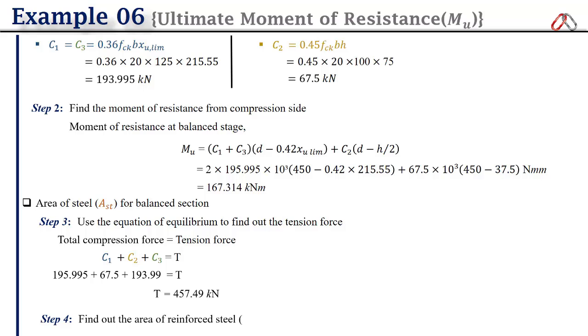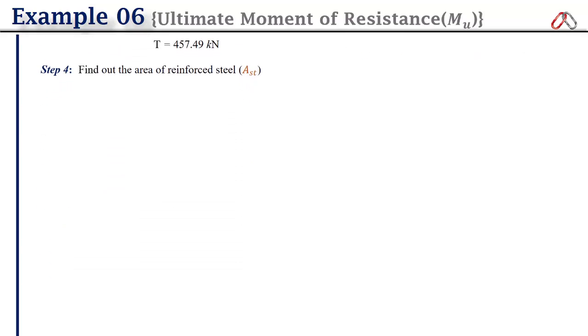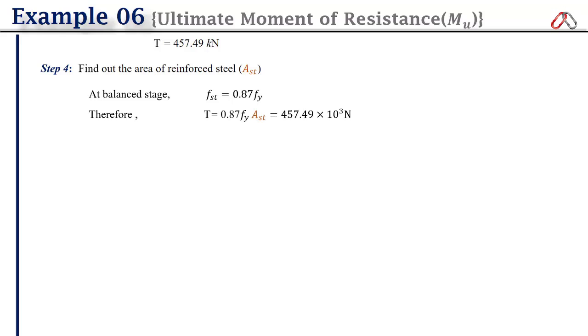And the fourth step is to find out the area of reinforcement steel, Ast. And we know that at a balanced stage, the stress in steel will be equal to 0.87 fy. Tensile force will be 0.87 fy Ast, that is equal to 457.49 into 10 to the power 3 Newton. And the final value of the area of steel, when you put all the values here, is 1267.07 mm square.